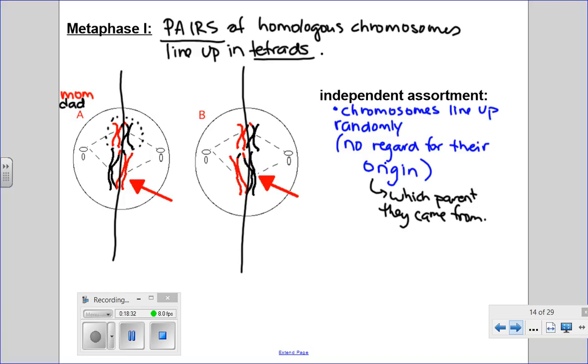So the chromosomes do not have to line up in a particular way. Other than that, they need to be in pairs of homologous chromosomes. But other than that, it doesn't matter which one goes on which side.